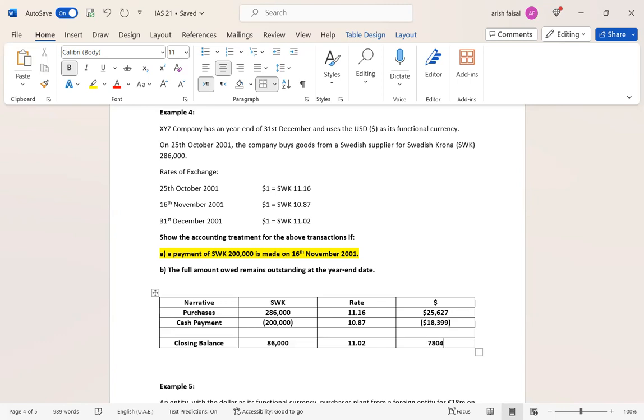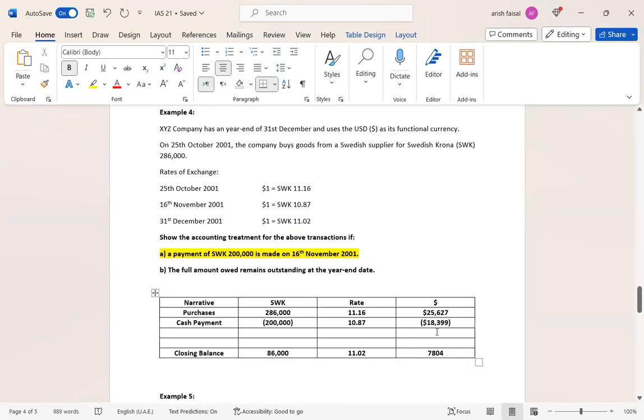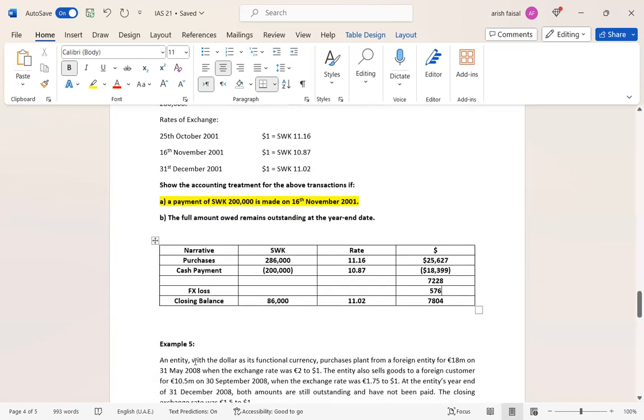All right. So technically, you had a liability over here of 25,627, but you paid 18,399. So the liability should have been 7,228. But because the liability due to the retranslation at the year end has increased, in this case we get a foreign exchange loss. So 7,228 minus 7,804, there is a loss of 576. Okay. And that will be treated in the income statement.